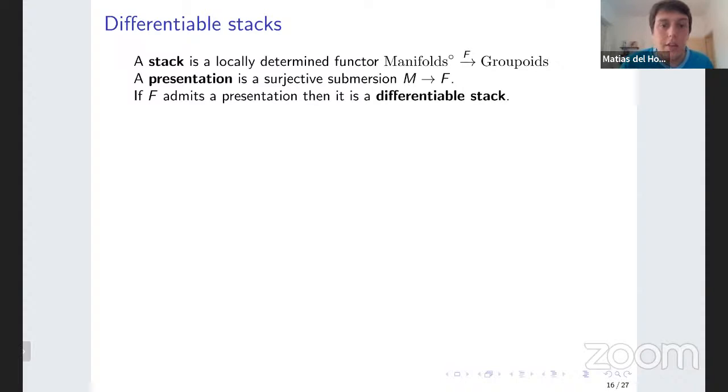It's a locally determined pseudo-functor from manifolds to groupoids. The idea is that this can be worked out in a very general context. If you have a Grothendieck site and you look at functors on a category of groupoids, or linear groupoids or whatever, then you can make sense of this. But then what is a presentation? How did this stack appear originally? Maybe the most important one is mapping M to vector bundles over M.